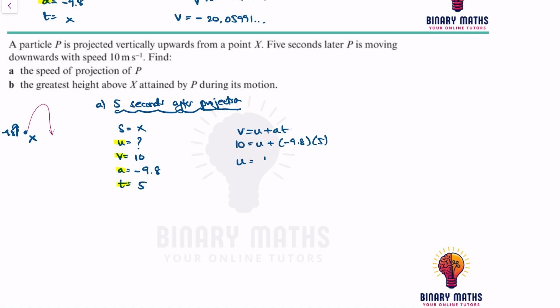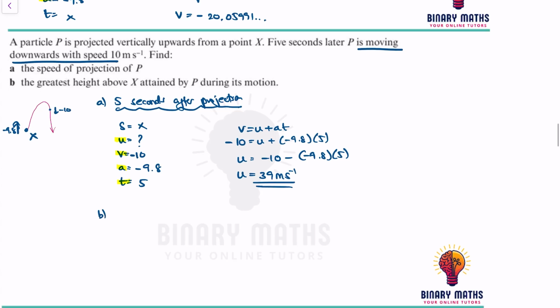So u will be equal to 10 take away minus 9.8 times 5. It's moving downwards, so that velocity is minus 10. Be very careful with that. At t equals 5, somewhere here, it's moving down, so it's minus 10, because originally moving up was positive. So we end up getting u is equal to minus 10 take away minus 9.8 times 5, which means u is equal to 39 meters per second.